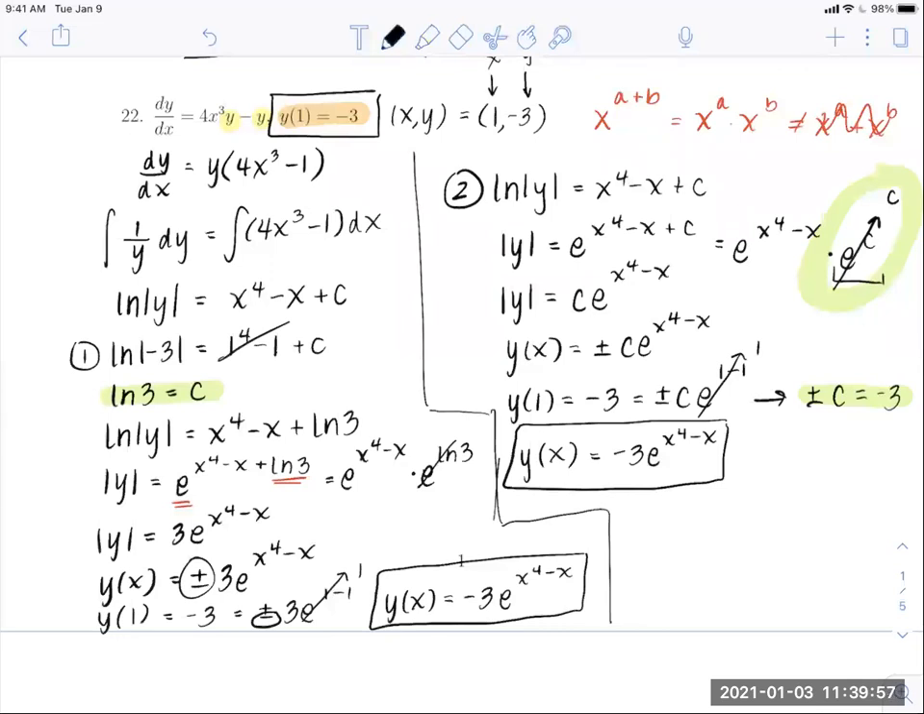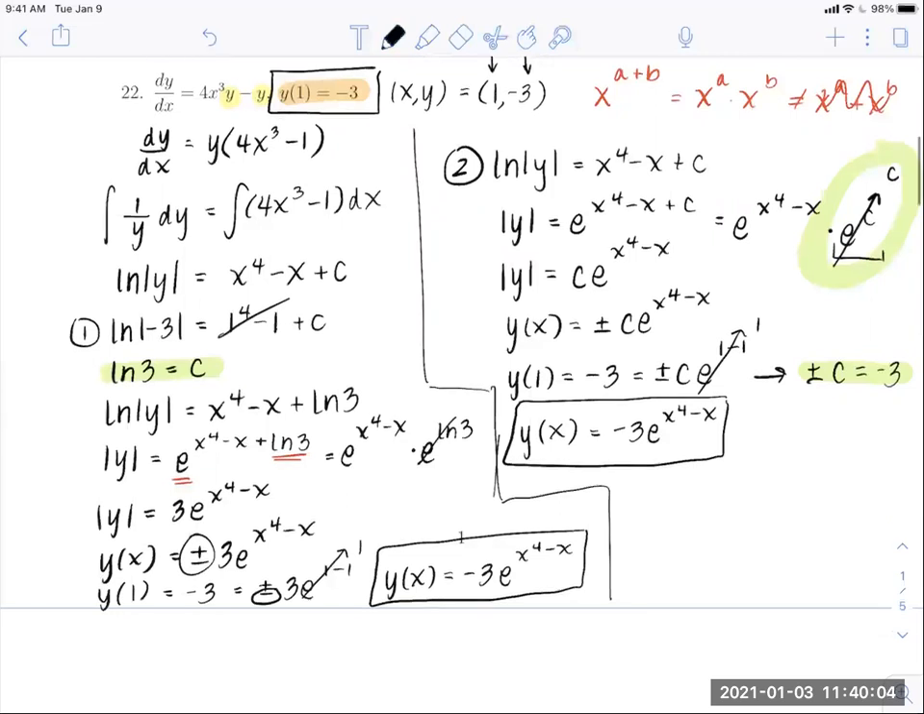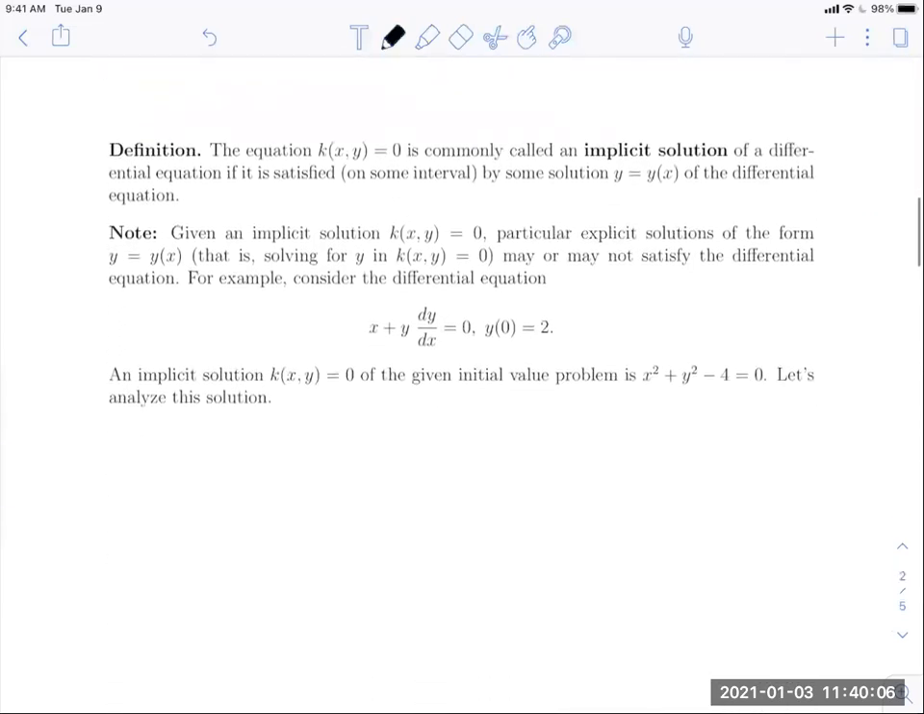All right, so we've seen 2 examples of how to solve separable equations, one being just a standard DE and the other being one with an initial condition. And we also talked about implicit versus explicit solutions. So let's go ahead and define that formally. We say the equation k of xy equals 0 is an implicit solution of a differential equation if it is satisfied on some interval by some solution y equals y of x of the differential equation. In other words, it's a solution to the DE, but y is not solved for explicitly.